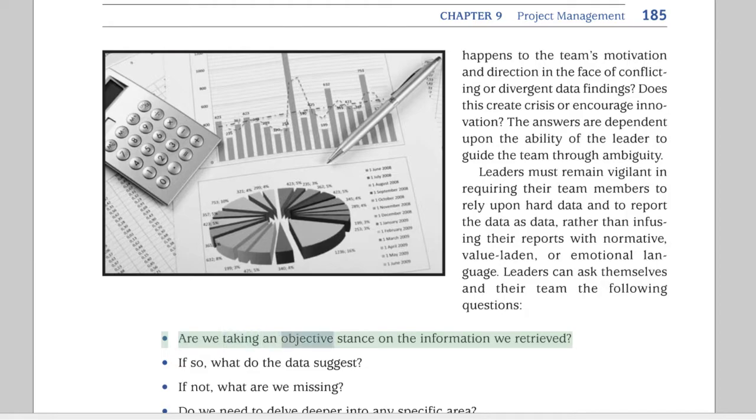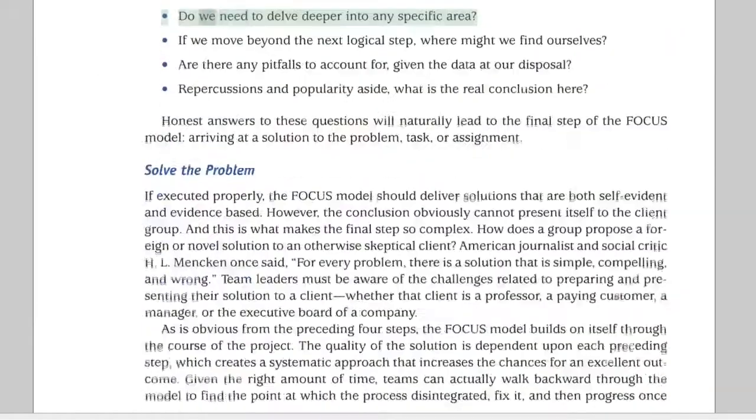Are we taking an objective stance on the information we retrieved? If so, what do the data suggest? If not, what are we missing? Do we need to delve deeper into any specific area? If we move beyond the next logical step, where might we find ourselves? Are there any pitfalls to account for, given the data at our disposal? Repercussions and popularity aside, what is the real conclusion here?